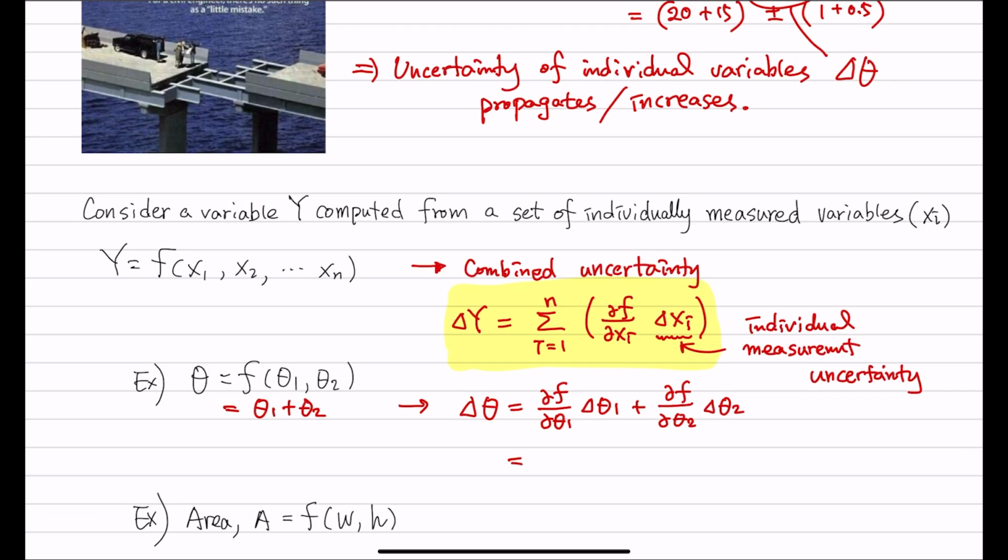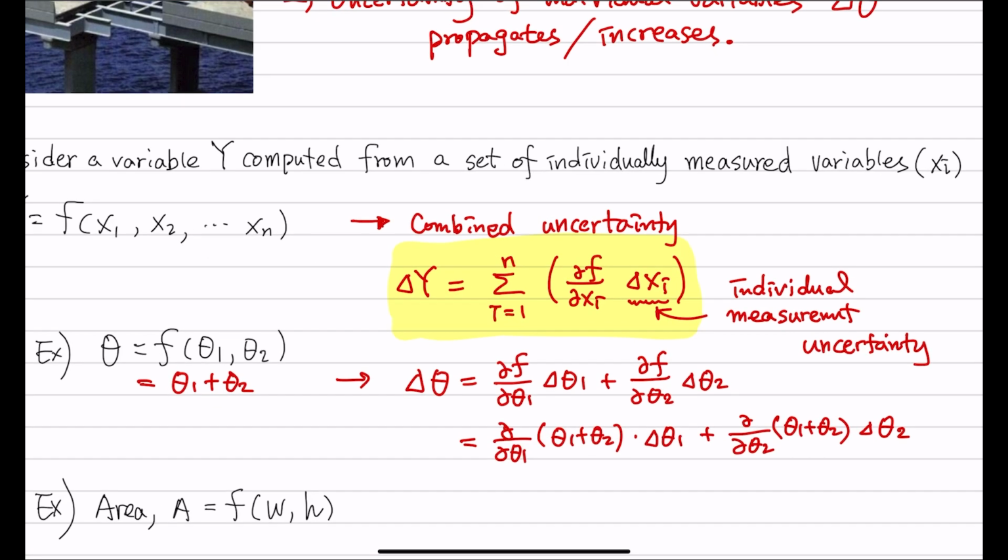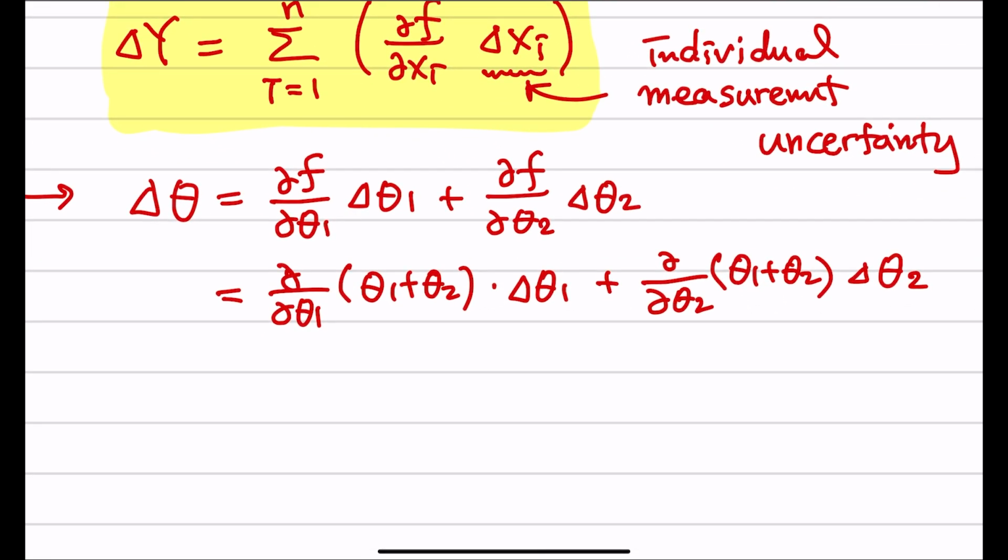And this is what? Partial f over partial theta 1, plus theta 2, because your function f is theta 1 plus theta 2. Then here comes the very challenging part. This value you need to find out. What's the value of this? Theta 1 plus theta 2, and you're trying to find a partial derivative with respect to theta 1.